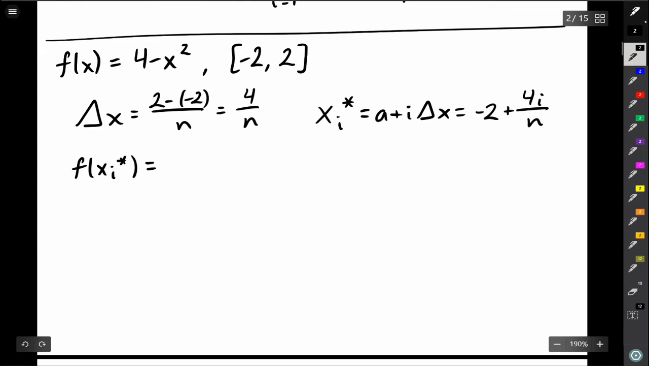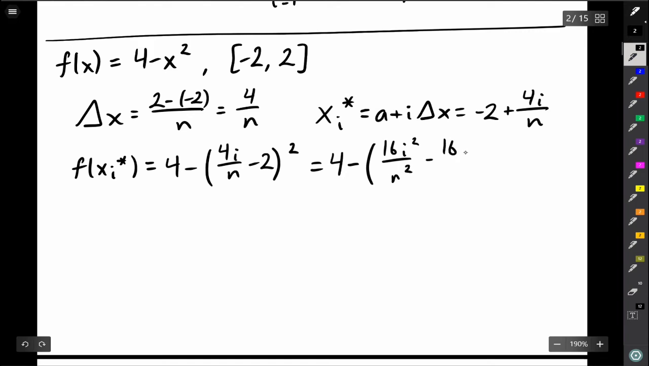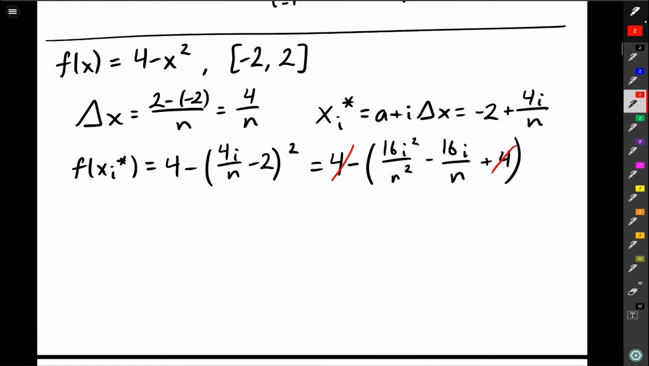Right? So that would be 4 minus, I'm going to swap the order of these here. Right? So we just plugged in this expression right here into f of x. So now we multiply this out. So 4 minus, here we have 16i squared over n squared minus 16i over n plus 4. Nice enough, these constants cancel in this case. They don't have to, but they do here.